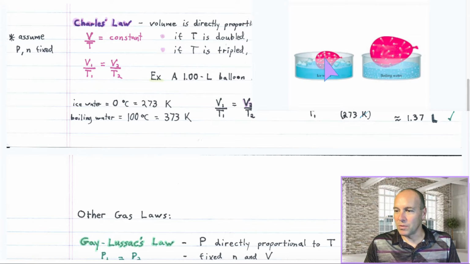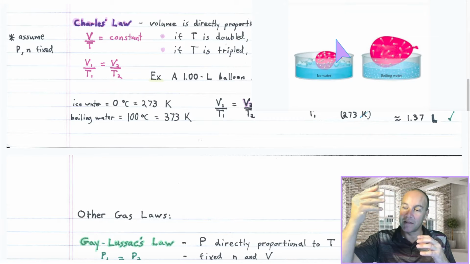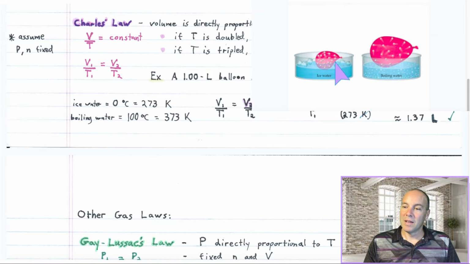So here's a balloon, okay, filled with gas, and it's been plunged into ice water and then boiling water. So if it's a sealed balloon, you're not changing the number of moles, and since the gas is in a balloon, the pressure remains constant. The pressure of the gas inside always matches the pressure outside, okay? So that's the thing about a balloon. A balloon expands and contracts because the pressure inside always has to match the pressure outside.